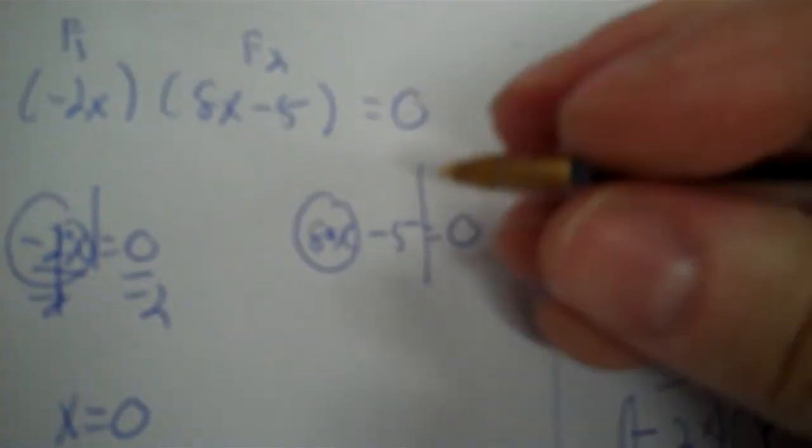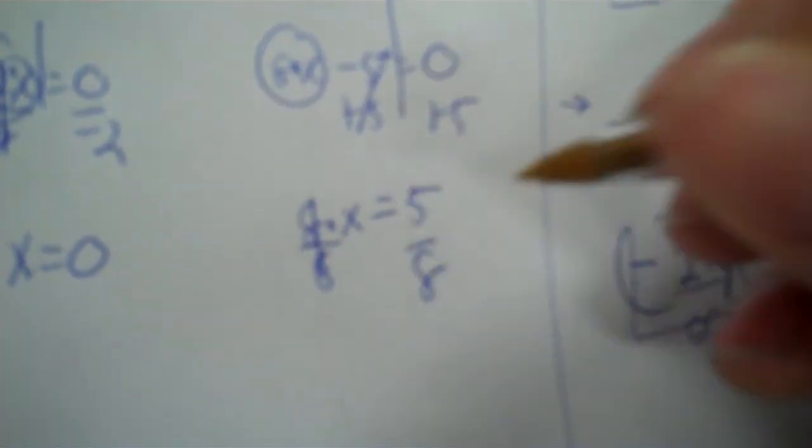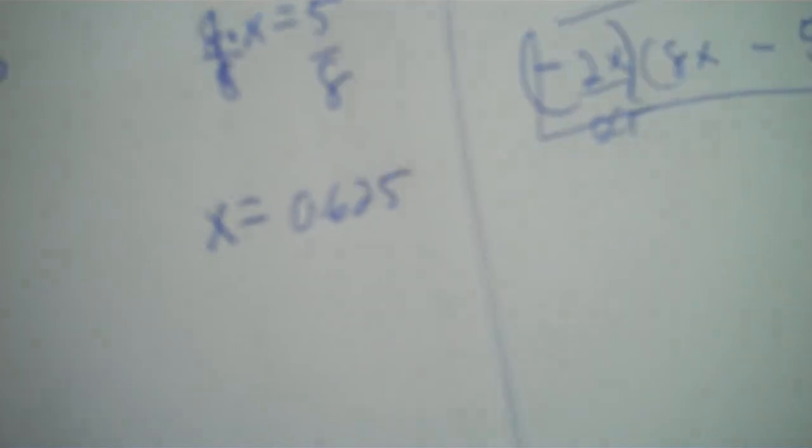So you divide by negative 2. 0 divided by negative 2 is 0. Over here, 8x minus 5, so you plus 5, plus 5, that's 5. And then divide by 8. And 5 divided by 8 is 0.625. Okay, that's it.